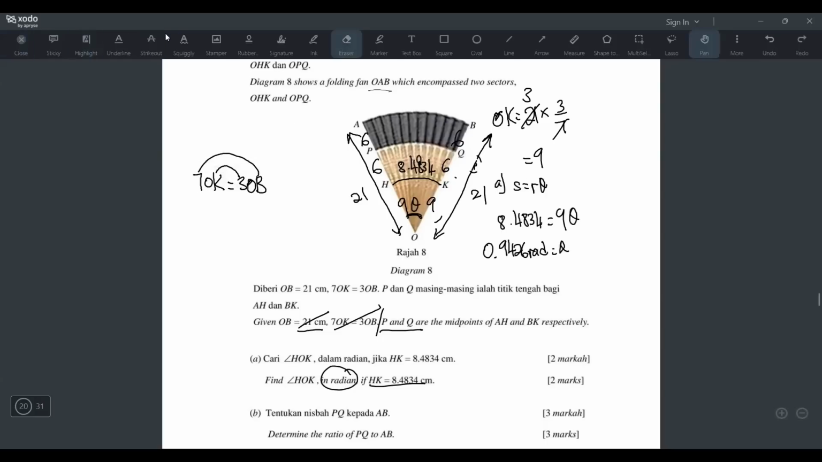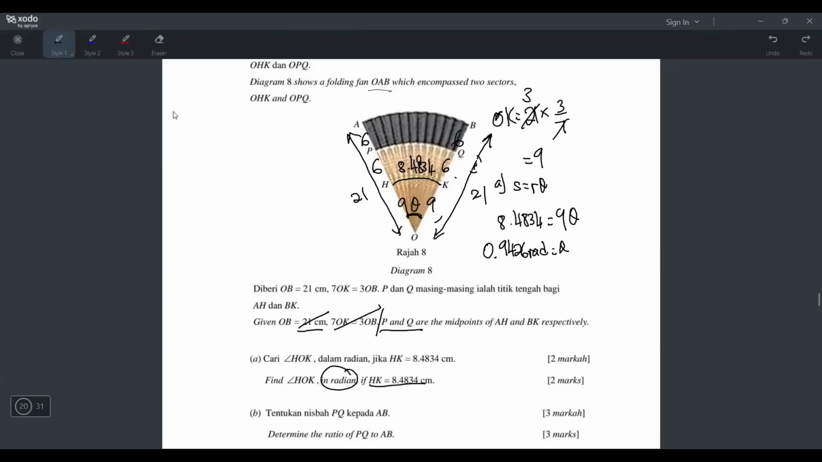Okay, now I want to do B, right? Okay, for B, what it says here, determine the ratio of PQ to AB. Again, they never say it's arc.